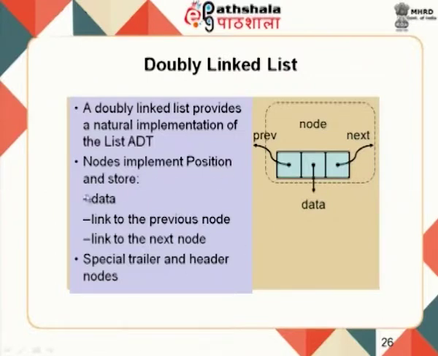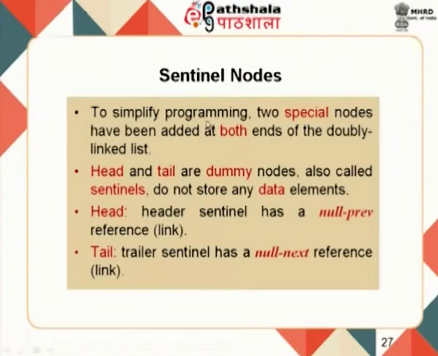Nodes implement position and store data. So, here you have data and a link to the previous node and a link to the next node. Special trailer and header nodes you can also have. To simplify programming, normally these header and trailer nodes are called sentinel nodes. So, you can do the implementation with the sentinel nodes, where you will be just using two extra nodes to keep track of things. So, they are called sentinel nodes.